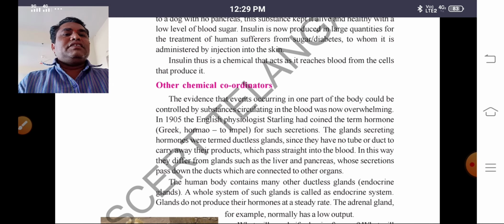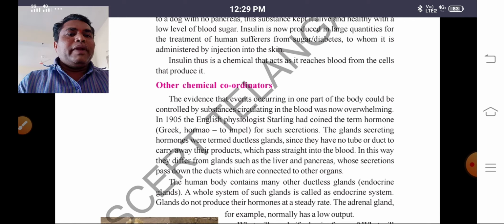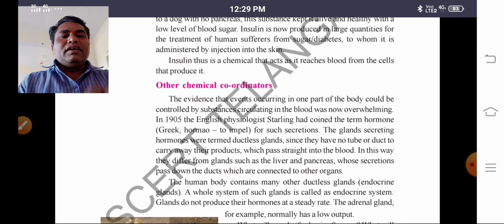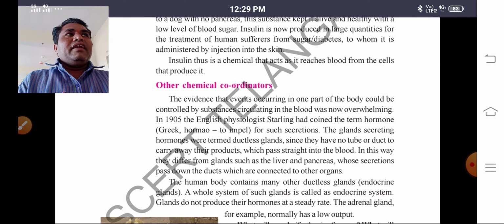So since they have no tube or duct carrying away their products, which pass straight into the blood, in this way they differ from glands such as liver and pancreas whose secretions pass down the ducts which are connected to the other organs. So but here you can keep liver and pancreas both have ducts, but other adrenal gland and thyroid gland, parathyroid gland have no ducts.